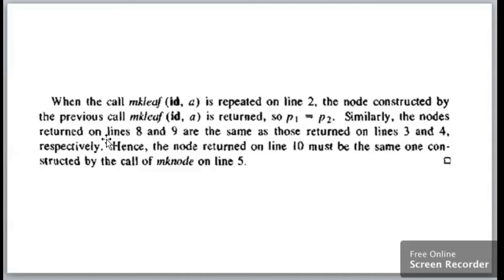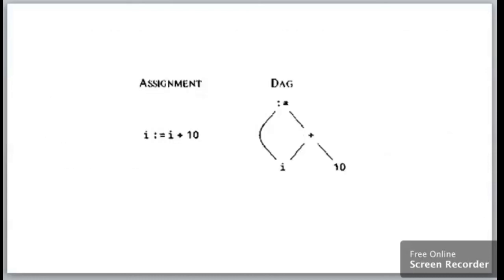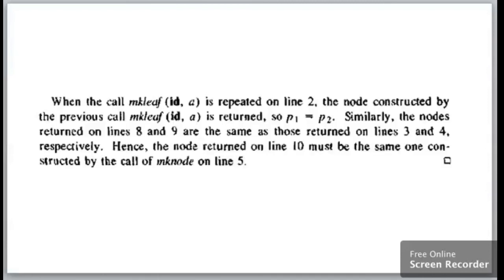Similarly, the nodes returned on lines 8 and 9, what would be the 8 and 9? It would be B minus C, are the same as those returned on lines 3 and 4. Hence the node returned on line 10 must be the same one that was constructed for the node on line number 5, that is B minus C. In this way we have constructed the DAG.